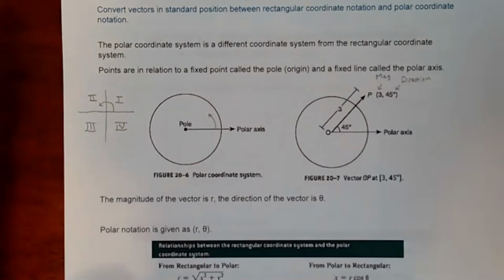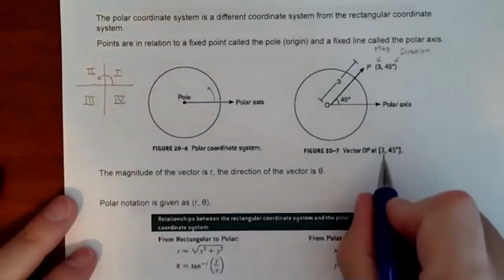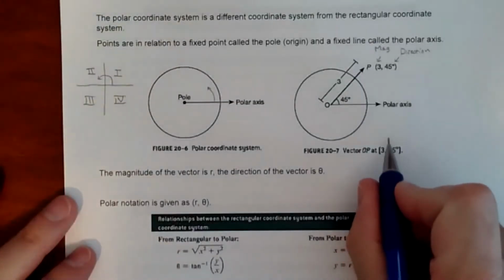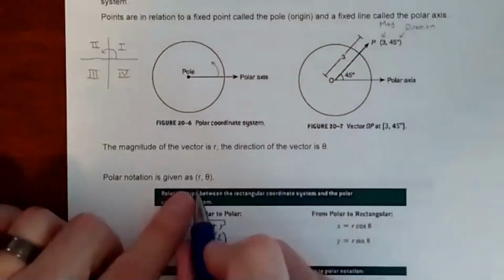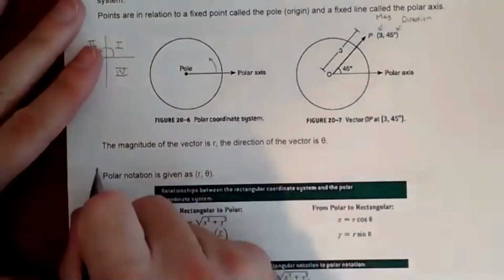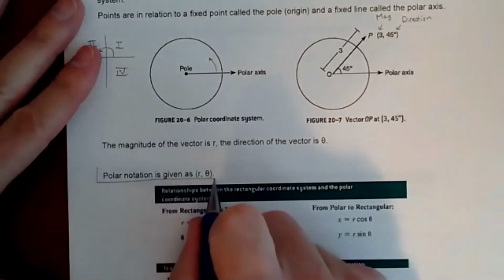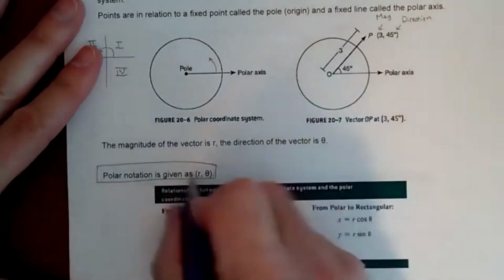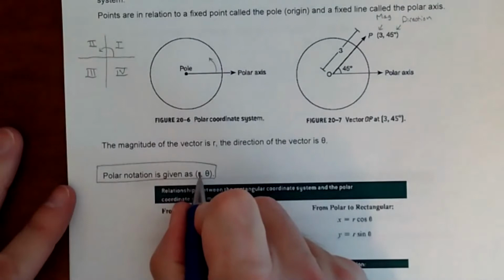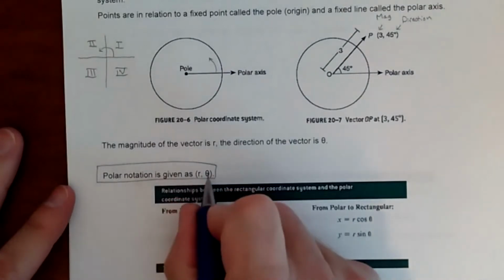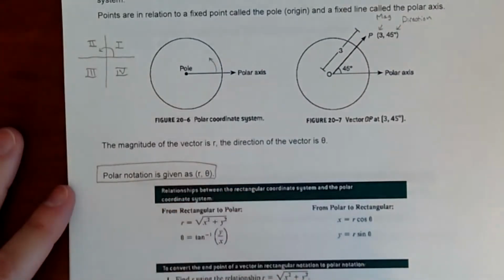All right, so let's go through a couple of them. That was, we went out 3 and then we rotated up 45. So it looks like this. They use R because it's a radius of a circle. So that is your magnitude, this R. And then there's your angle, your direction that you're going.